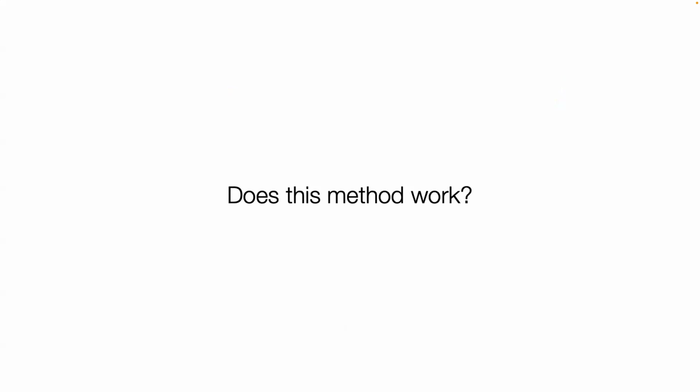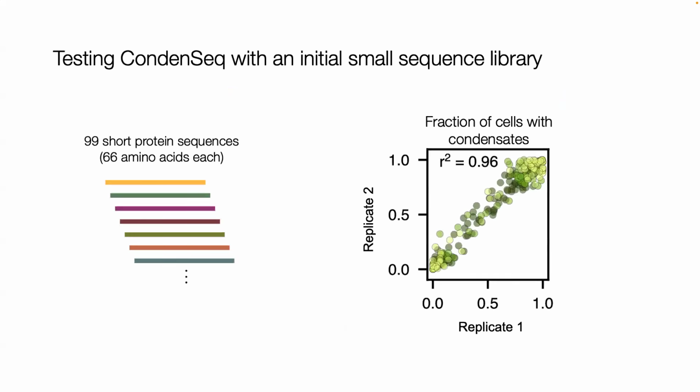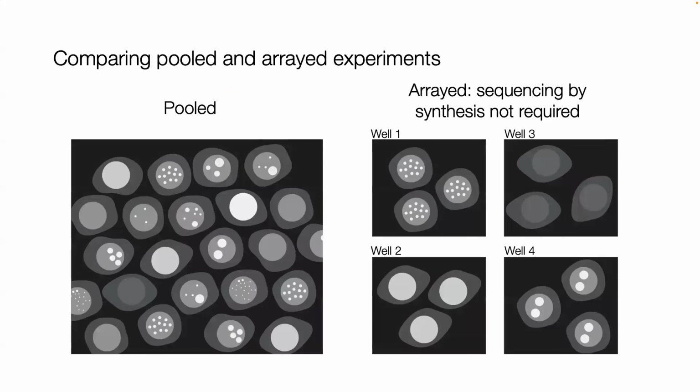So now that we have this method, does it actually work? So we first tested this with an initial small sequence library. We looked at a library of 99 short protein sequences and just performed two different replicates, looked at the fraction of cells that formed condensates in each replicate. You can see there's very good agreement, suggesting at least this is technically reproducible. What we did then is we compared these pooled experiments to arrayed experiments, where we put one single sequence in every single well so that we know exactly which protein sequence we're looking at in every well, and we don't need to do the in situ sequencing step.